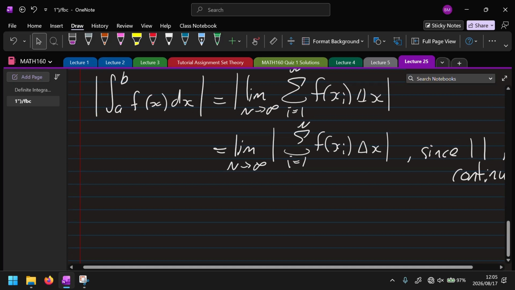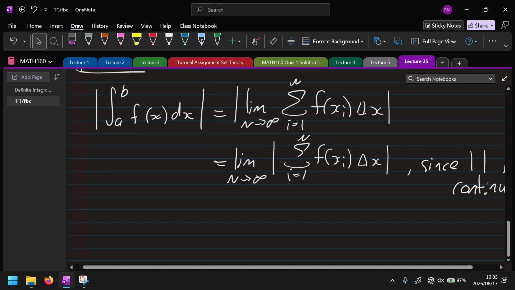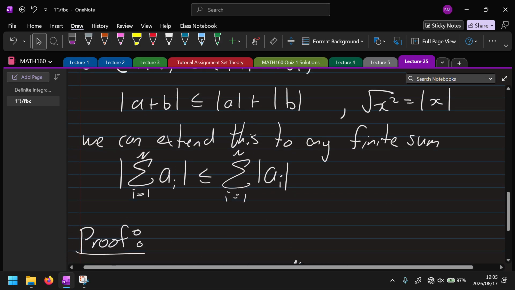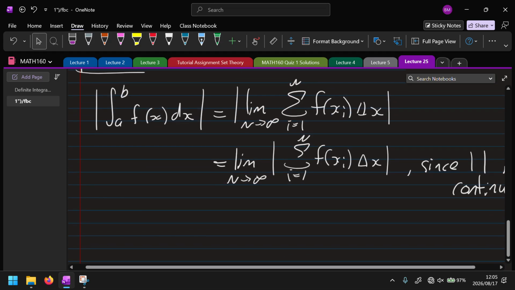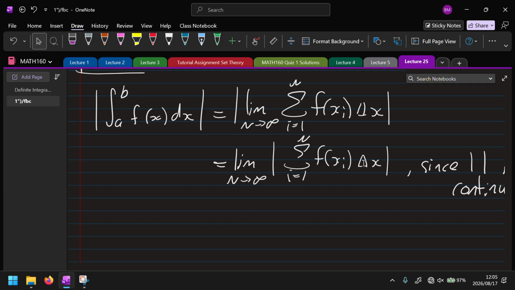Okay, good. Now this is almost what we want. We know that it works for finite sums like this, but there's this delta x in the way here. What can we do with that? There's a delta x in the sum. We want that to be outside. What can we do?